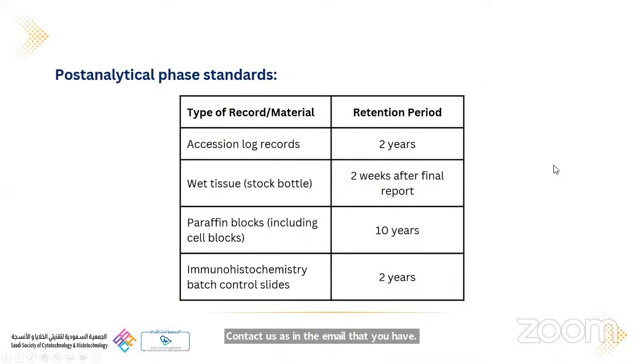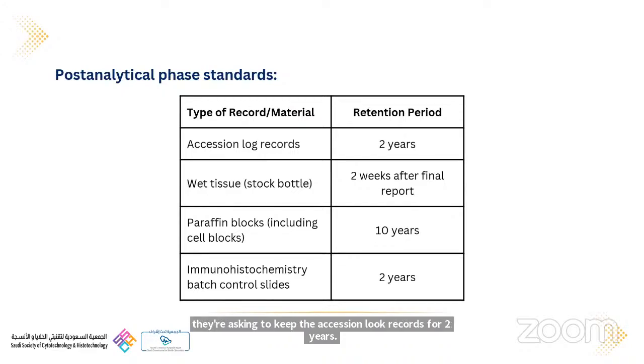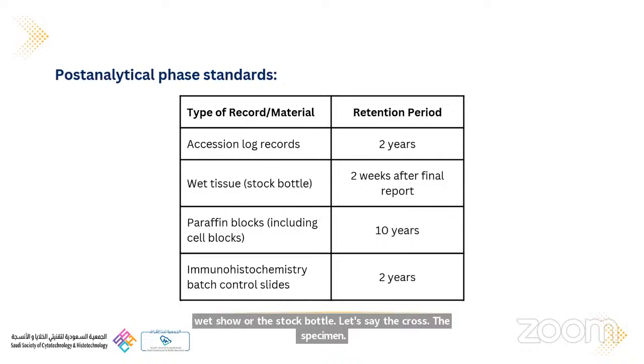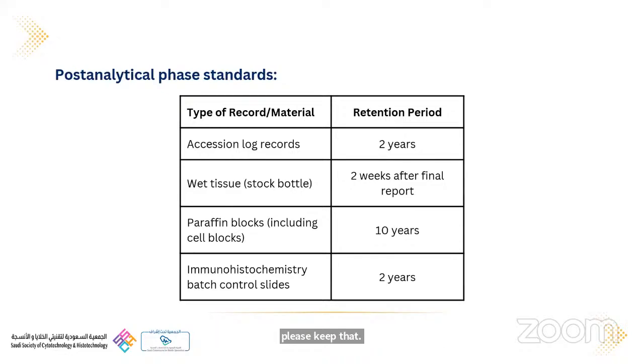Next, we're talking about the post-analytical phase standards. Basically, they're asking to keep the accession log records for 2 years, the wet tissue or the stock bottle, let's say the gross specimen, you took a representative from an appendix, then please keep that 2 weeks after the final report. Some laboratories I have seen keep the larger tissues that have malignancy for a long period.